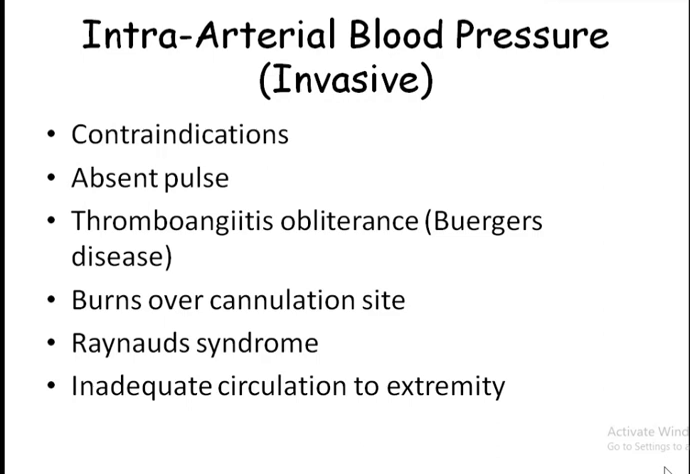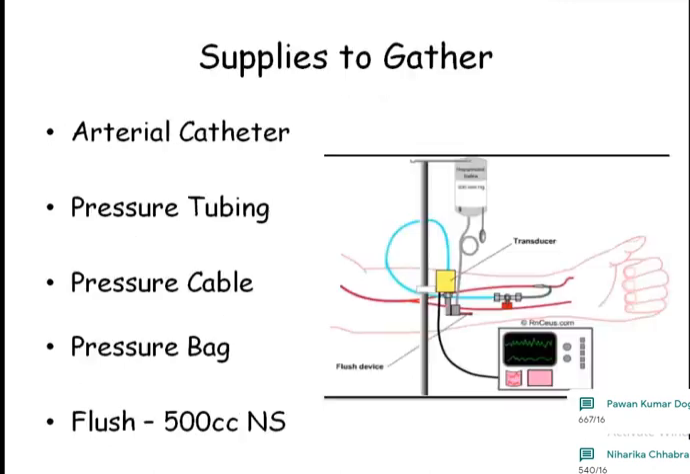So, for that, we do the Allen's test. That is the most important test, and that should always be done whenever you are trying to put in an arterial cannula. So, what do we require?